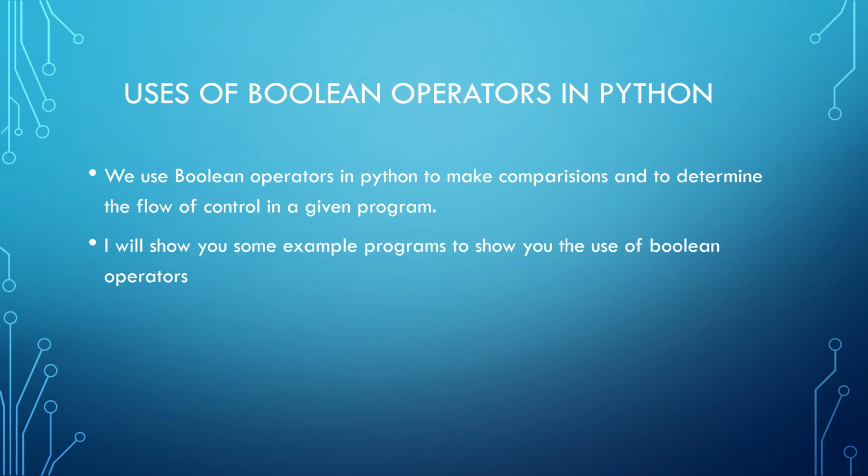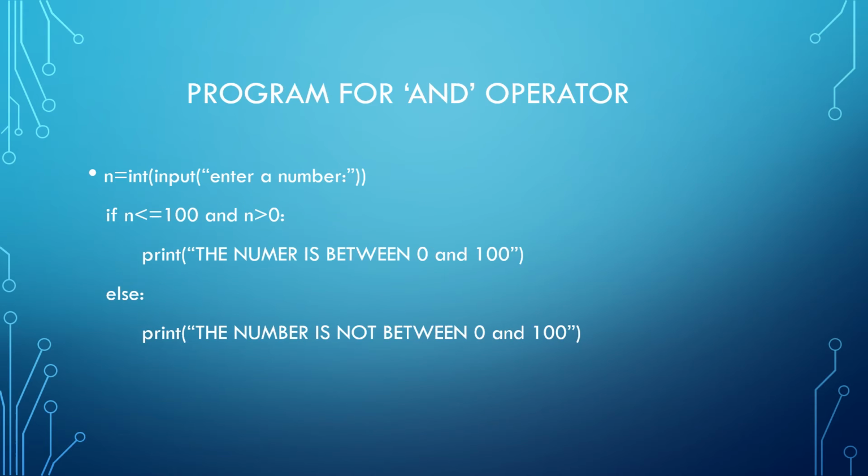Uses of Boolean operators in Python. We use Boolean operators in Python to make comparisons and to determine the flow of control in a given program. I will show you some example programs to show you the use of Boolean operators in Python. Programs for AND operator.